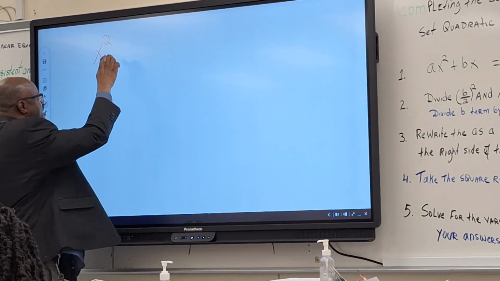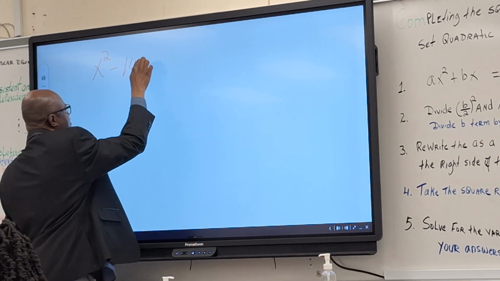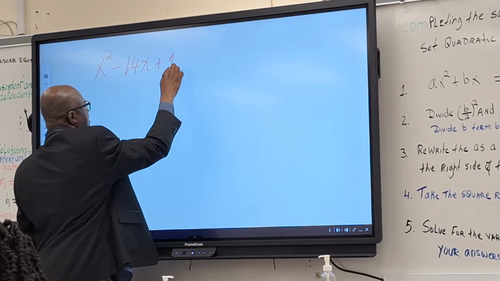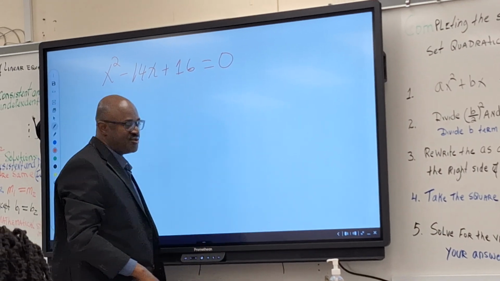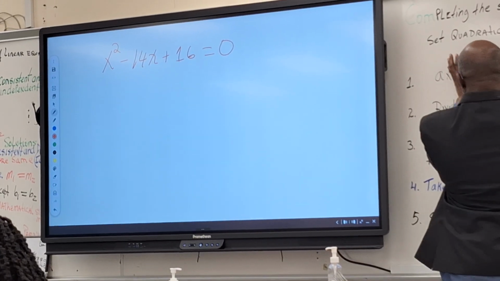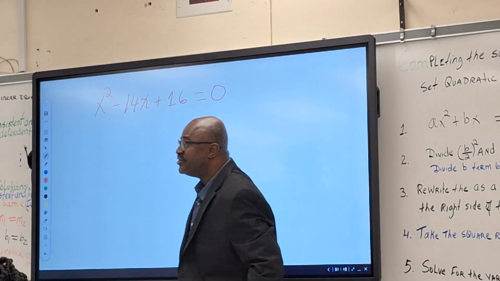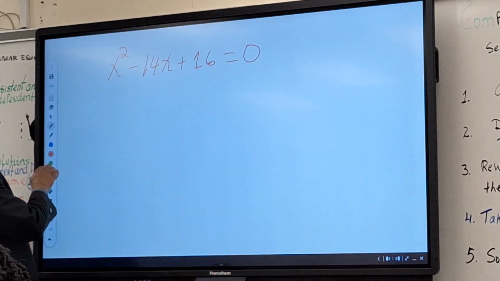We have x squared minus 14x plus 16. Now in this case, the equation is in standard form, and your goal was to set it this way: you have ax squared plus bx and c on the other side. From prior knowledge, what will you do? You subtract 16 from each side.